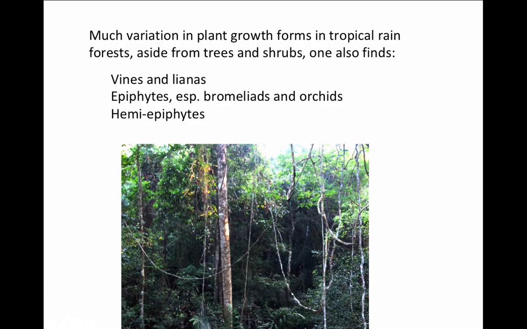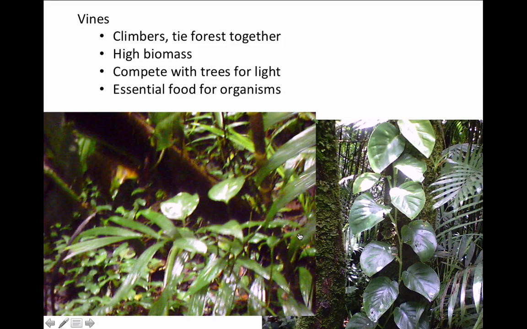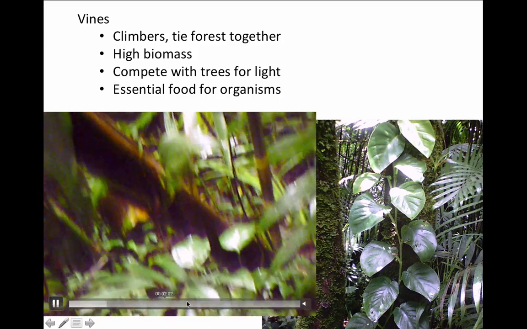There's a lot of variation in the plant growth forms in a tropical rainforest, more so than in other biomes. Aside from having trees and shrubs, you can also find vines and lianas, epiphytes, and hemiepiphytes, and we'll talk about all these.